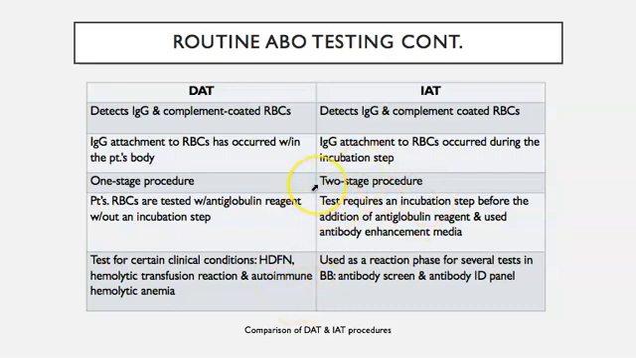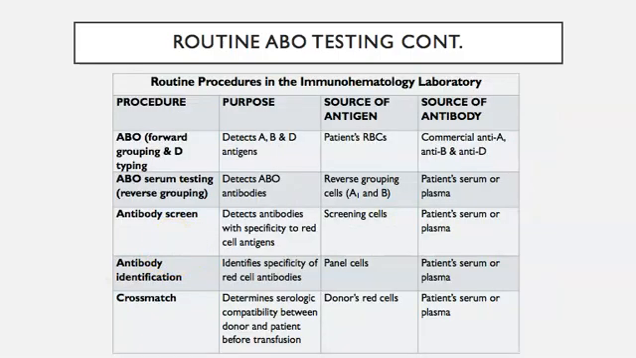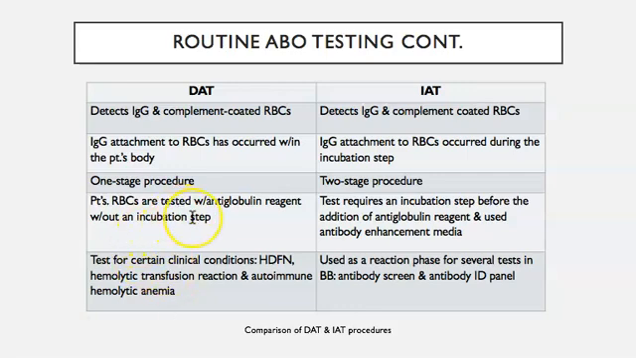So remember, it's got that incubation, wash step, and then the addition of the AHG. In the DAT, the patient's red cells are tested with antiglobulin reagent, so that's your AHG, without that incubation step. But in the IAT, it requires that incubation step before the addition of the AHG, and you can use antibody enhancement media also. So your DAT is testing to determine if some of these clinical conditions have occurred, either HDFN, hemolytic transfusion reaction, autoimmune hemolytic anemia. The IAT is used as a reaction phase for different tests, such as the antibody screen or an antibody identification panel.